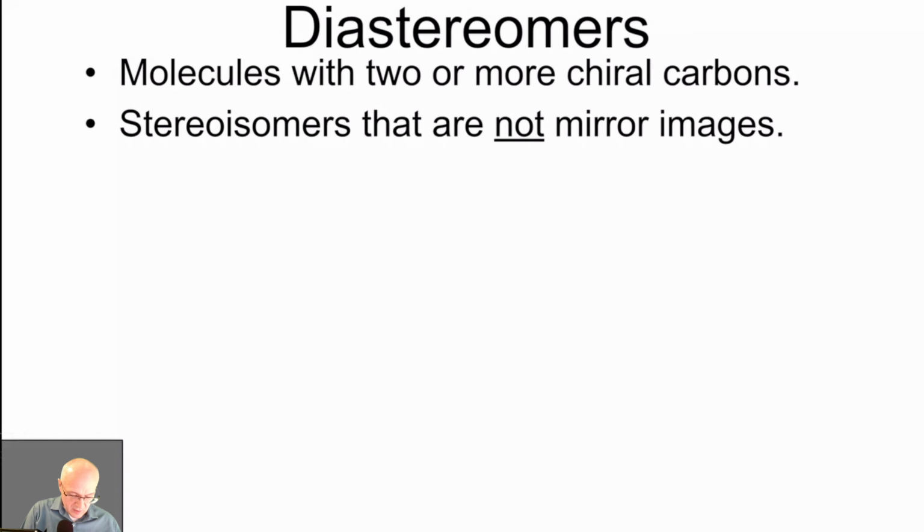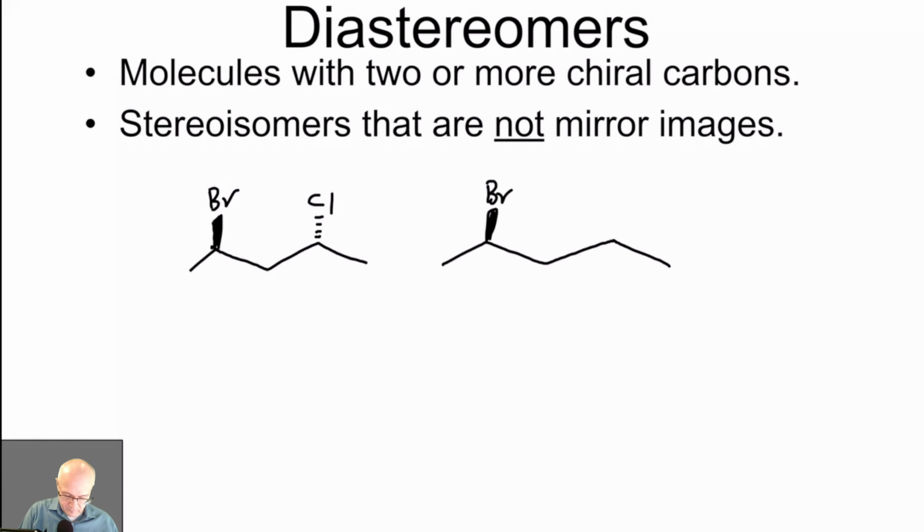Now let me draw you an example of that. Let's draw say this molecule here. So bromine, and let's put a chlorine here. So there's a bromine and a chlorine. 2 chiral centers. So there's a chiral center here and a chiral center there. If I drew this molecule, you can see that these molecules are definitely related to each other. They're definitely related. But they're not enantiomers.